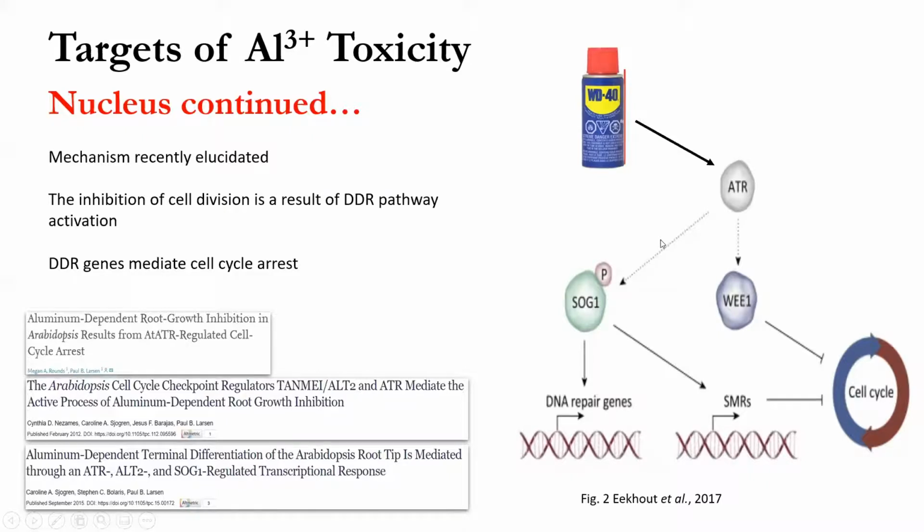The inhibition of cell division is the result of activation of the DNA damage response pathway, or DDR pathway, in root cells, which causes cell cycle arrest. This diagram looks kind of busy, but in essence, the WD40 protein responds to aluminum stress and recruits the ATR kinase, which activates many downstream targets such as transcription factors and other kinases. This would in turn upregulate DNA repair genes and cell cycle inhibitor genes such as the cyclin-dependent kinase inhibitors. Ultimately, these would result in cell cycle arrest and abolish cell division at the root apex.